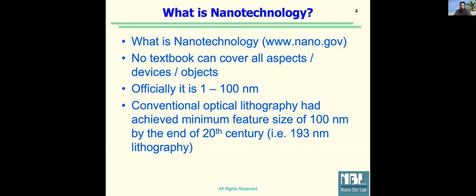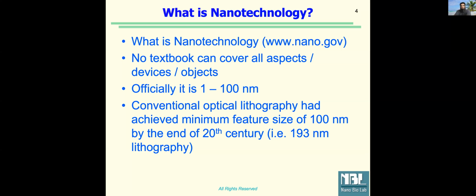But officially, this was agreed upon that any system, any device that has at least one dimension in the range of 100 nanometer or less, we would consider to be part of nanotechnology. The major push for making things smaller came from optical lithography, which is a major part of solid state device fabrication, another way of calling the silicon based devices, cell phones, laptops, computers, almost all electronic gadgets. They all are made by a process called optical lithography or lithography.